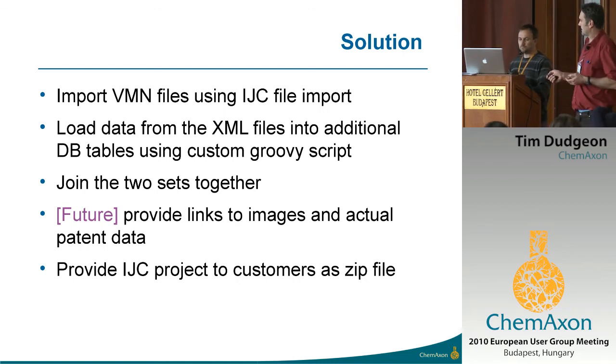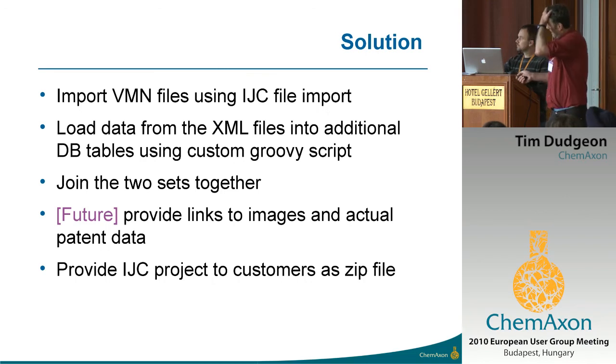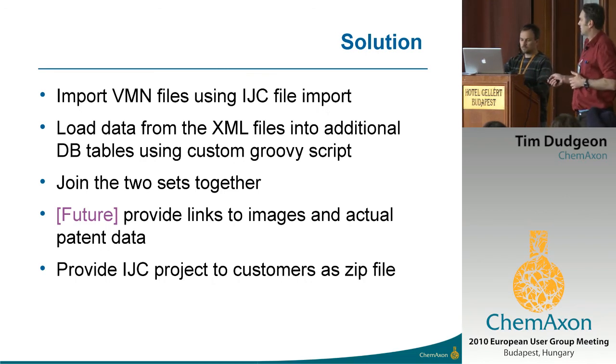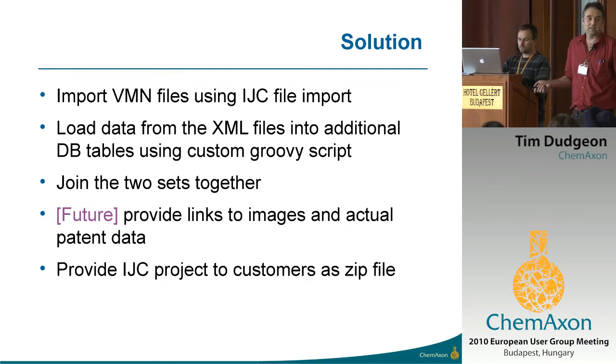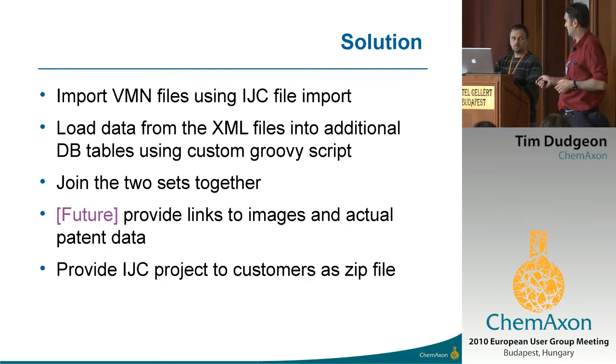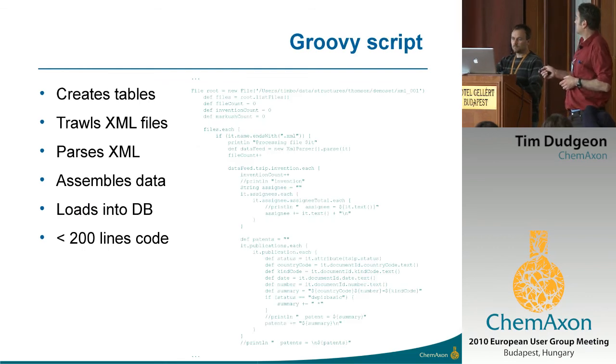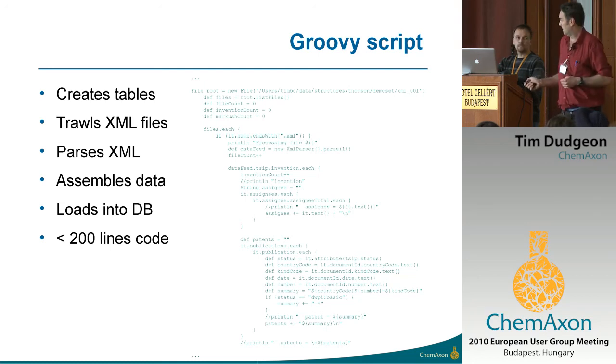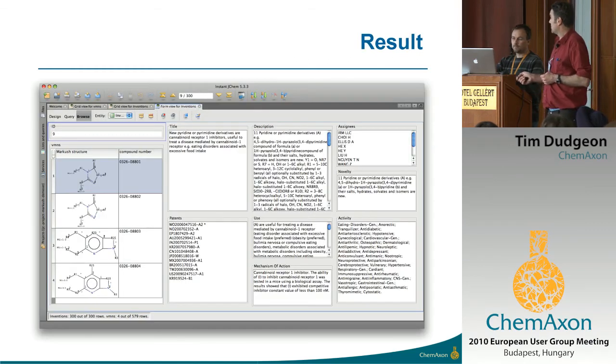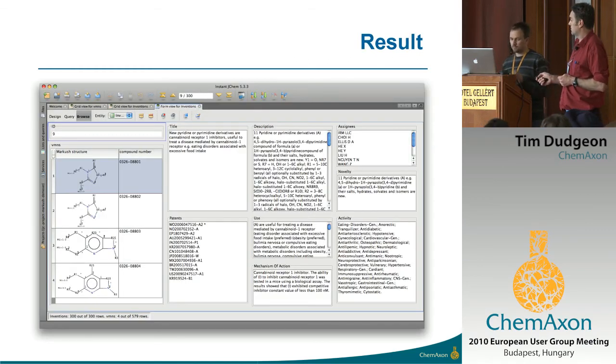In the future, there are lots of extra things we could do, such as providing access to the extra information, such as the images or maybe the actual patent PDFs and things like that. And then with that data loaded into Instant JChem, we could just zip up the Instant JChem project and then send it out to any customer who wanted to use it. Okay? And so basically, the script in this case creates the tables, it trawls through the XML files, it parses the XML, extracts the data out, and loads it into the database. And again, all of that is done in less than 200 lines of code. Okay? And we generate the database that we saw earlier here.